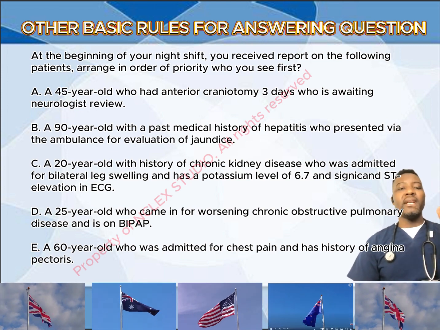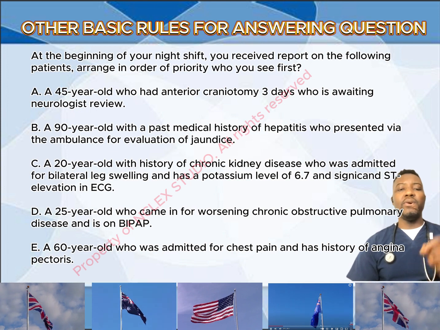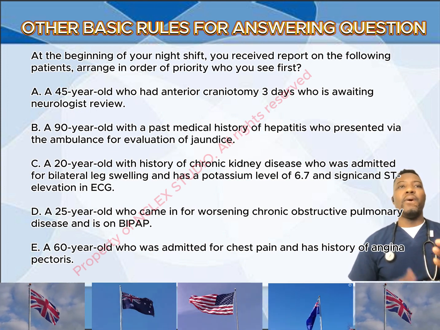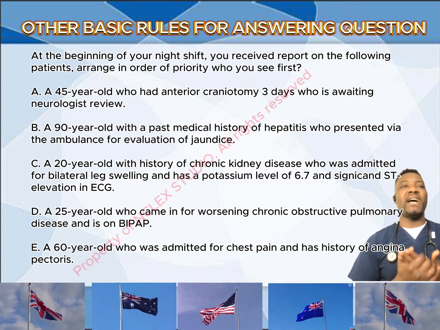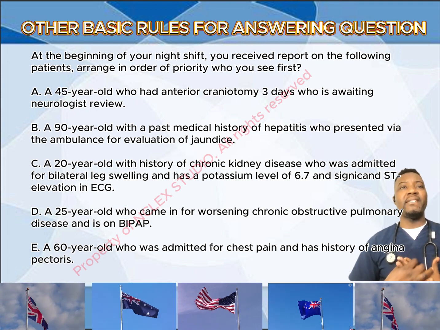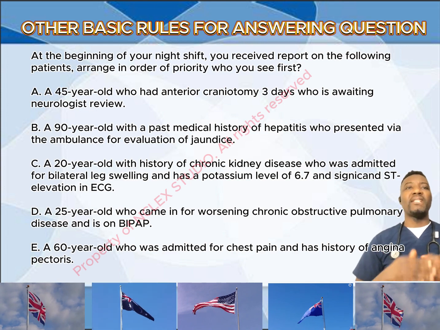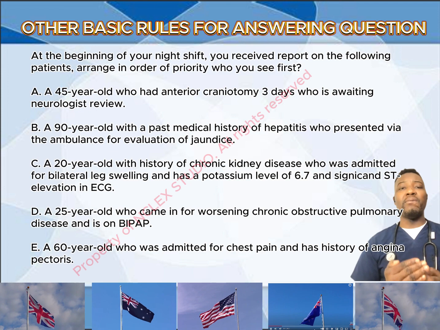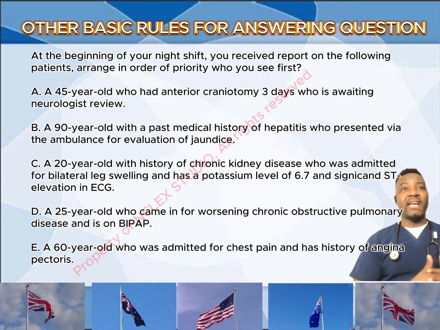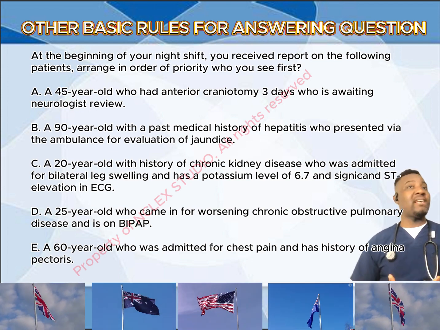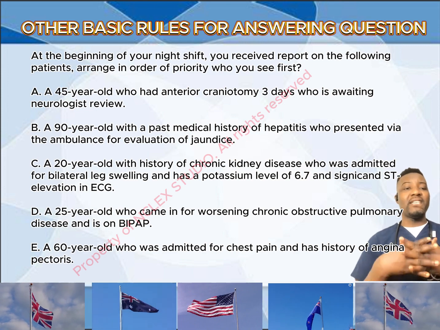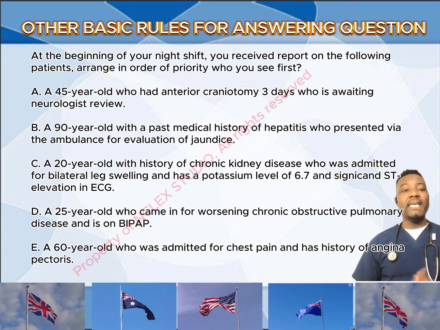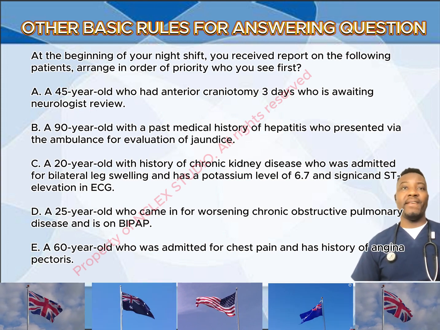Let's look at E. E said a 60-year-old who was admitted for chest pain and has a history of angina pectoris. We know that chest pain is a symptom of angina pectoris. I would be most concerned if I was told that this chest pain is not relieved by nitroglycerin or other interventions, by which I would say that this is unstable angina, which will be concerning to me. Because of these reasons, I will say that the correct order of priority will be C, D, E, B, and A. Thank you.